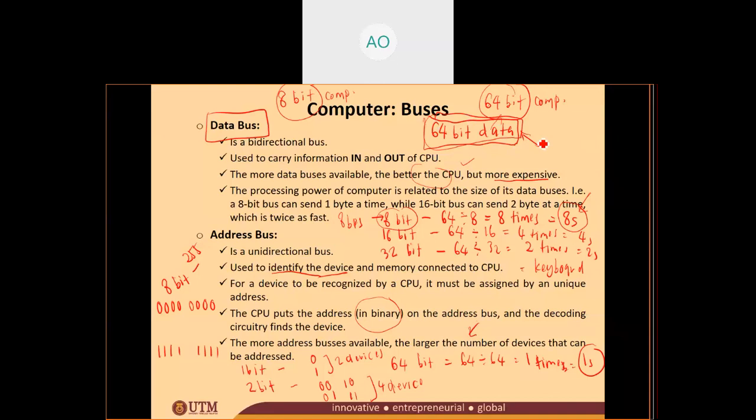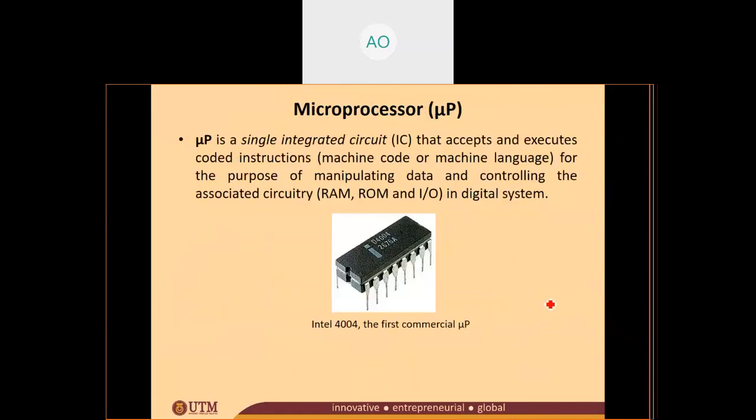Okay, now we'll go to microprocessor. The next slide is for microprocessor. As I mentioned earlier, we have two types of CPU. One, we call micro P, the microprocessor, and the other one is the microcontroller, micro C. Now you're going to see what the differences are between a micro P and micro C. Let's look at the microprocessor first.